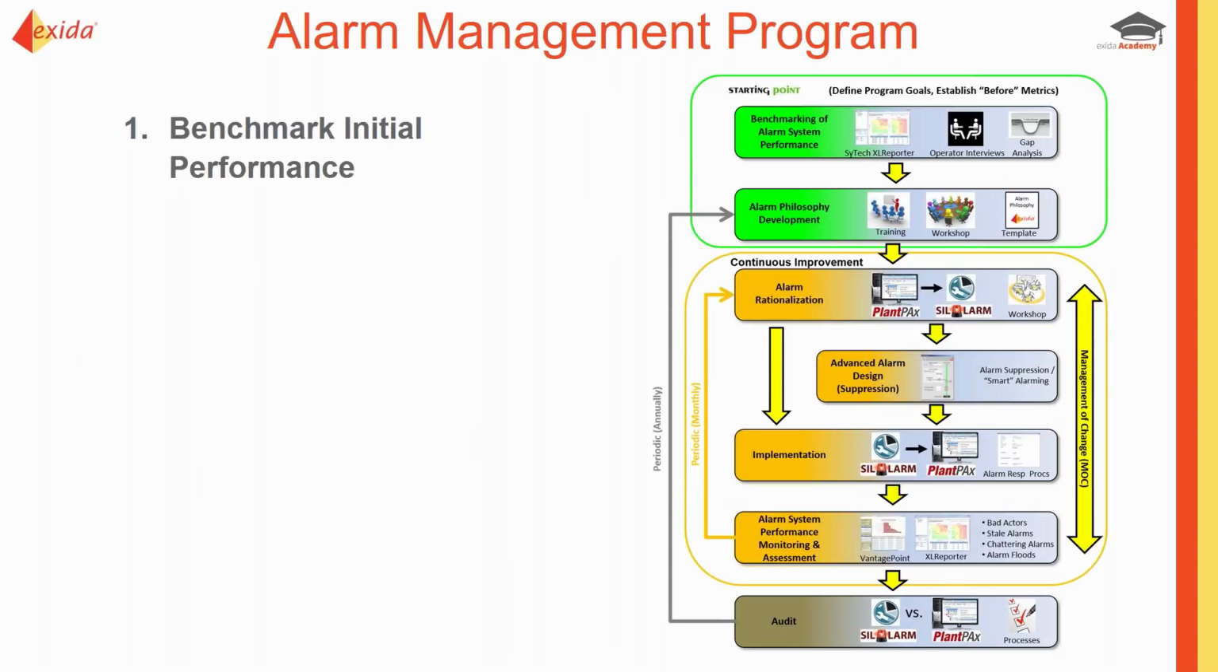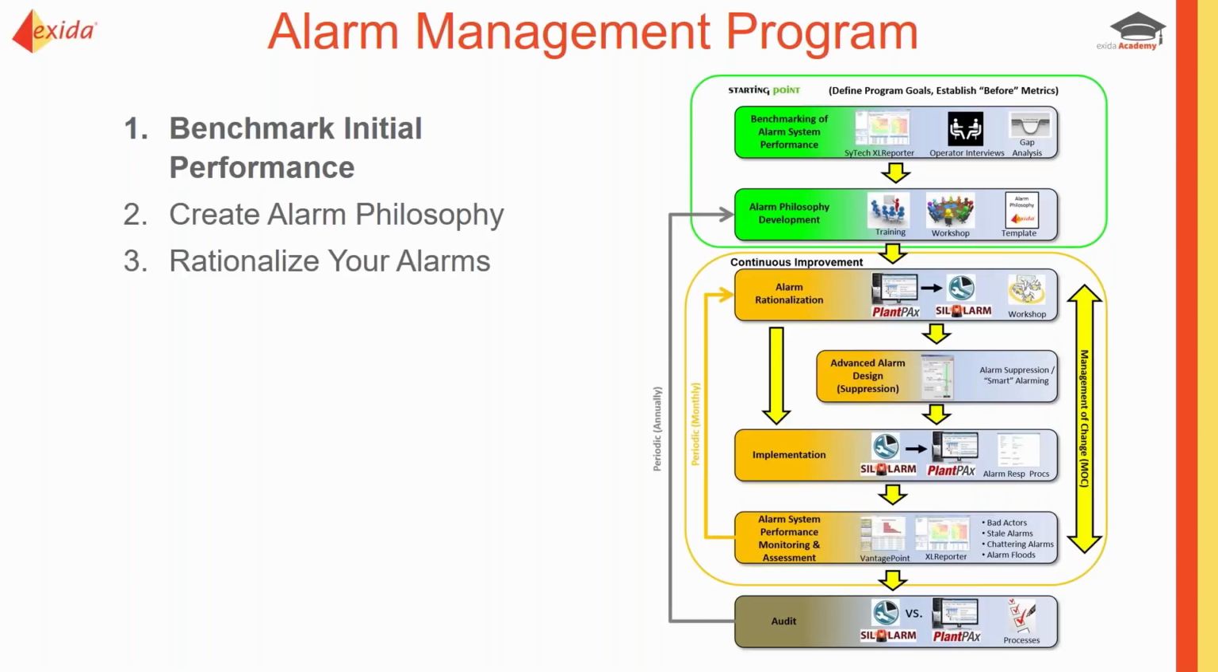So the first step really in creating an alarm management program for an existing system is to do the initial benchmarking. That's the first step. That's the main focus of this presentation, and we'll see that there's quantitative and qualitative elements of that. The idea is to identify systematic issues that can then be addressed when you create an alarm philosophy document, which will define the guidelines for how you do alarm management.